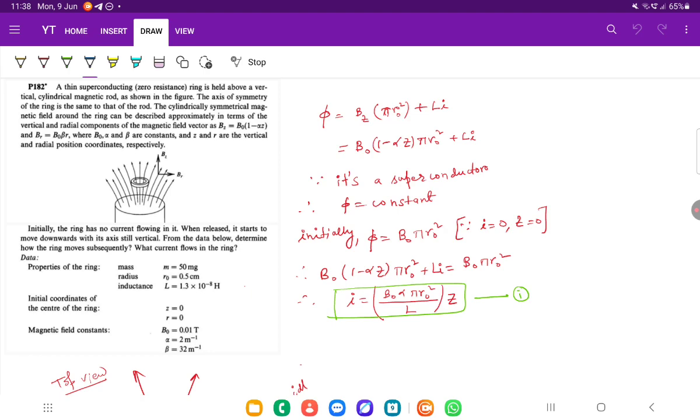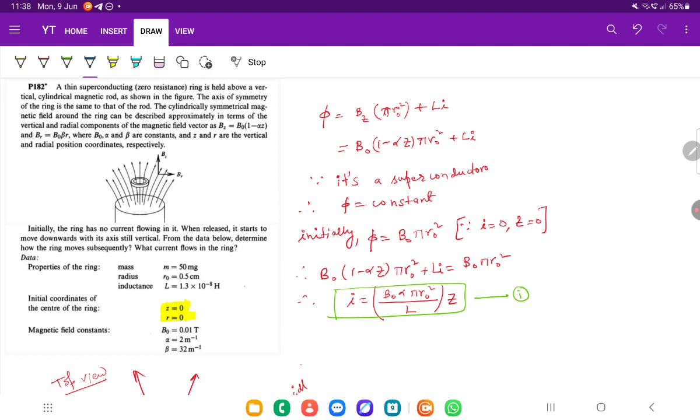Initially the ring has no current flowing in it. When released, it starts to move downwards with its axis still vertical. From the data below, determine how the ring moves subsequently and what current flows in the ring. We have been given the values of M, R naught, L, etc. An initial coordinate value I am marking here. It is given that initially Z equals 0 and R equals 0.